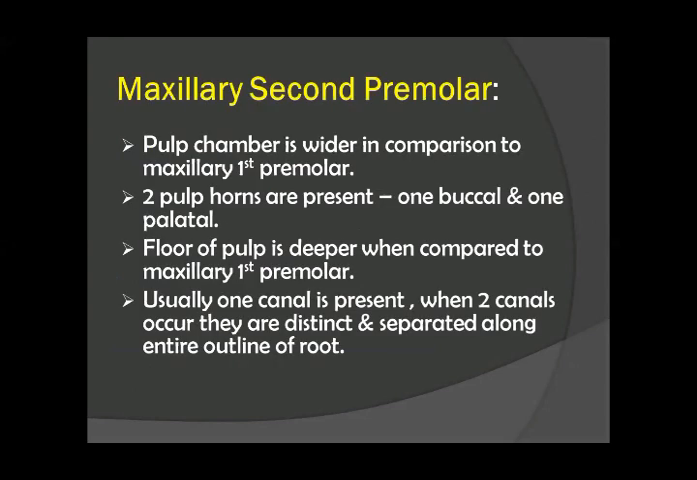Maxillary second premolar pulp chamber is wider in comparison to the maxillary first premolar. Two pulp horns are present, one buccal and one palatal. Floor of pulp is deeper when compared to the maxillary first premolar. Usually one canal is present. When two canals occur, they are distinct and separated along the outline of root.